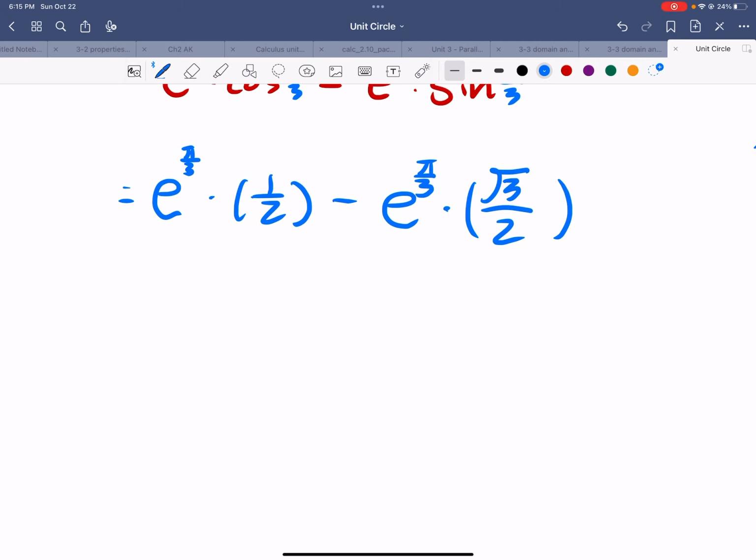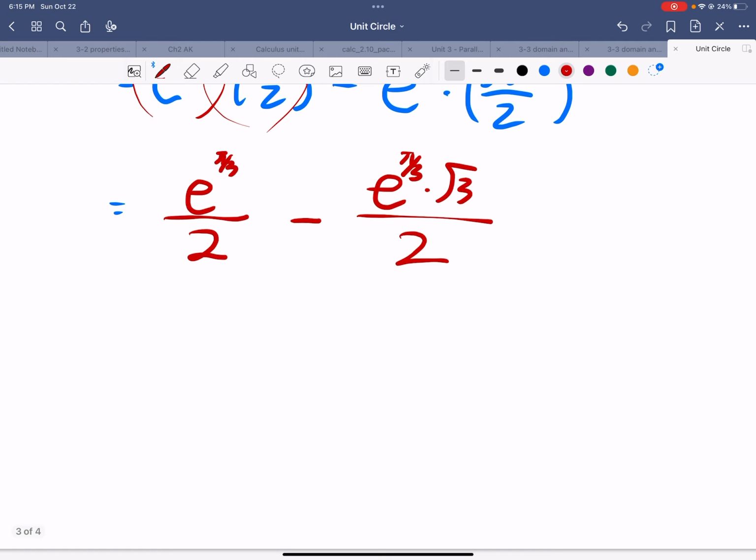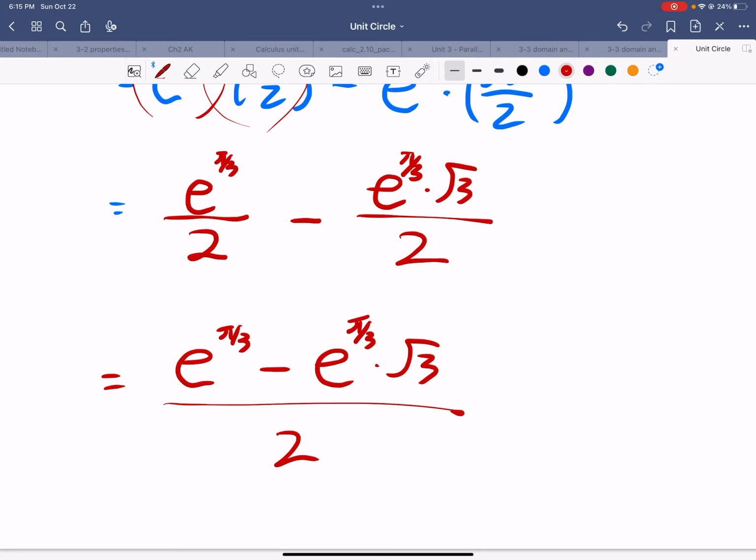And if you simplify this one, I'm not sure if you really have to do this one at this moment, but this times this is going to be e to the pi third over 2 minus e to the pi over 3 times square root of 3 over 2. That's about it. You can leave it like this, or if you want to combine it, you can do it since you have a common denominator. I think this is going to be a more proper answer.